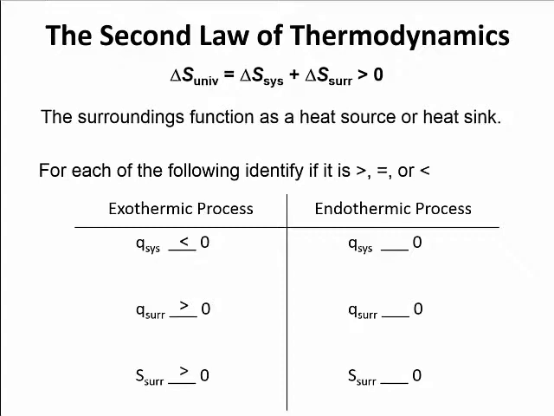Okay? For an endothermic process, we have to put heat into the system, which means Q of the system is going to be positive, or greater than zero. Q of the surroundings, because it provided the heat, is going to be less than zero. If we're taking heat from the surroundings and putting it into the system, then the entropy of the surroundings is going to end up being less than zero.